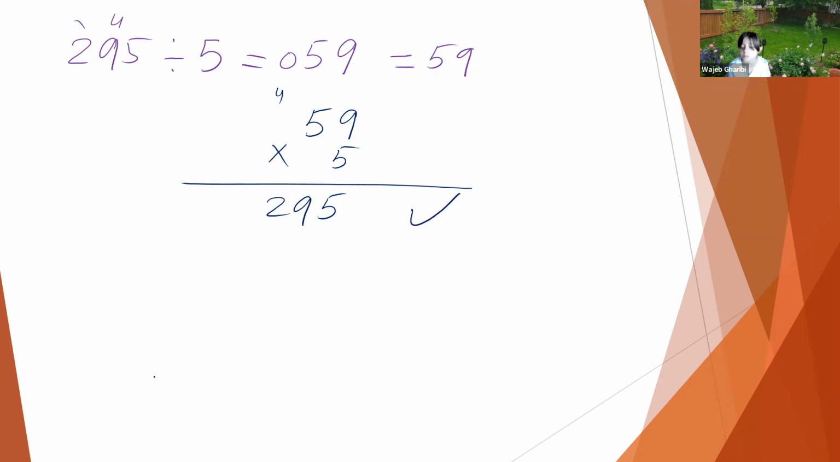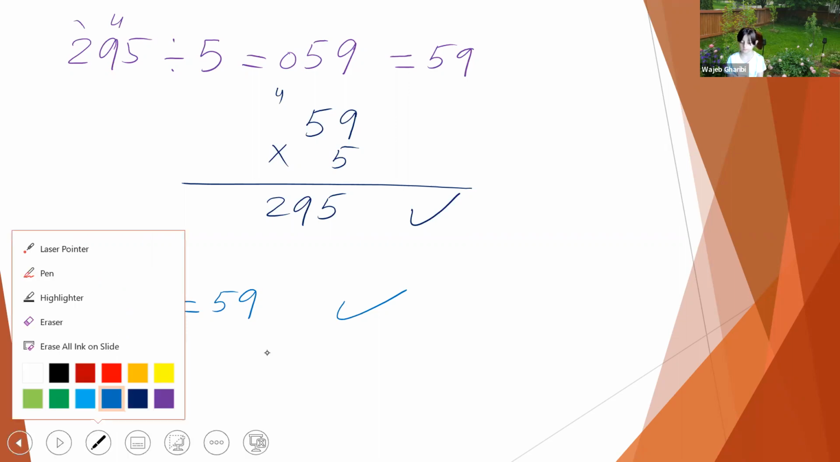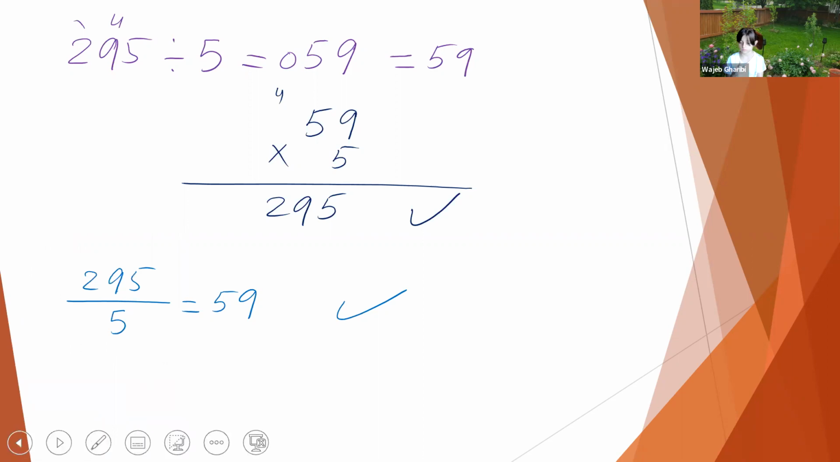And we can also write 295 divided by 5 is 59. So the remainder of the division is 0. So 5 is a divisor of 295, or 295 is divisible by 5. Why? Because it ends in 5. Okay, Maria?